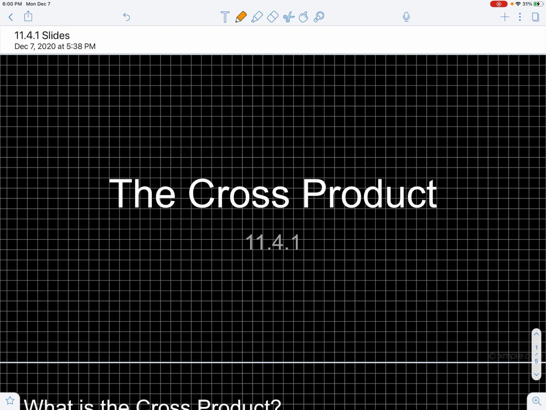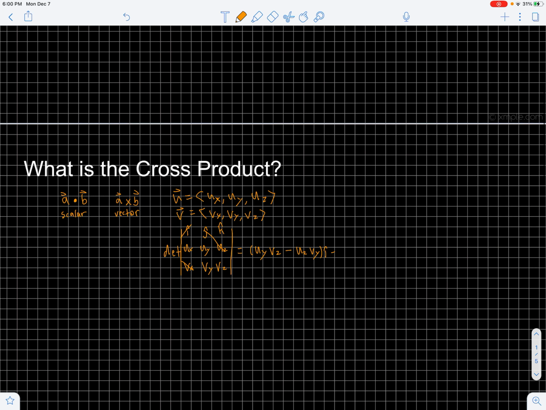Today we will be talking about the cross product, another form of vector multiplication.